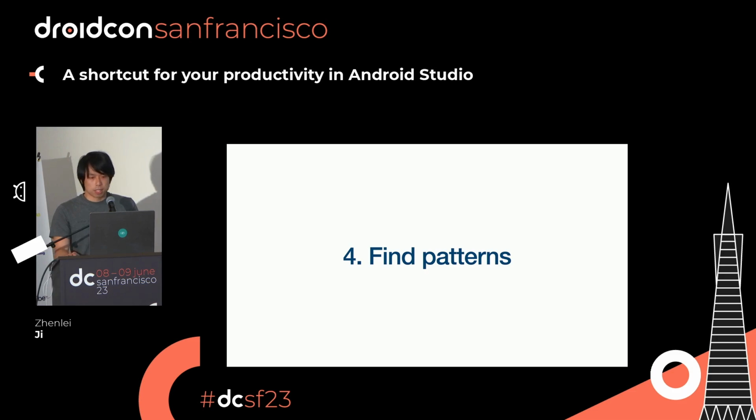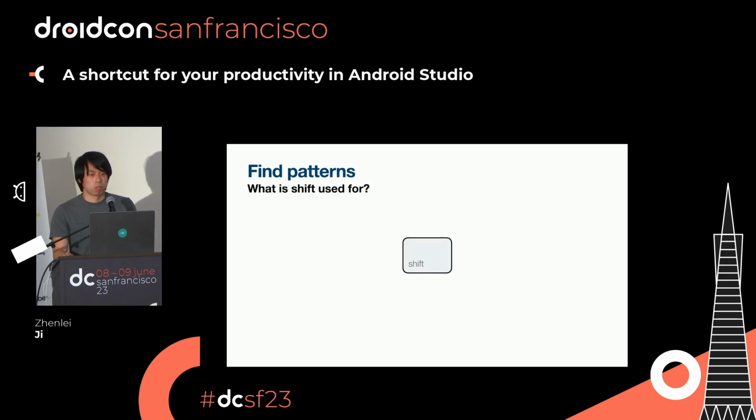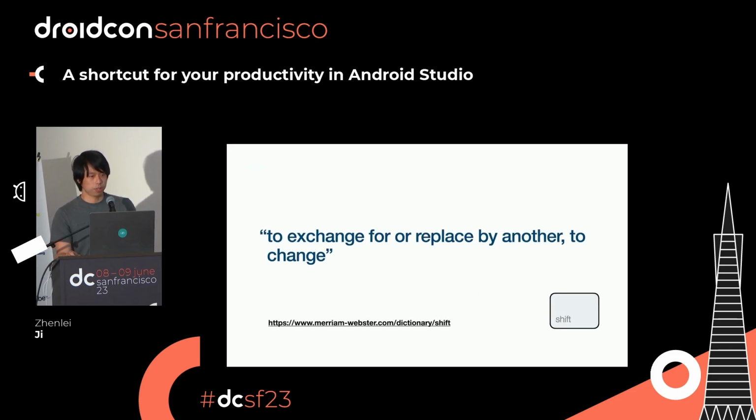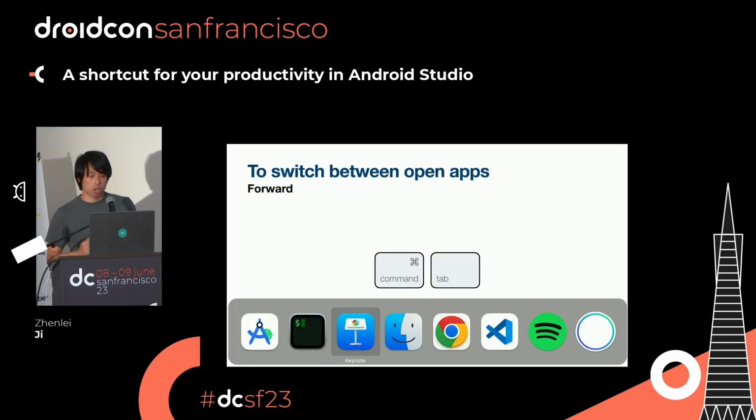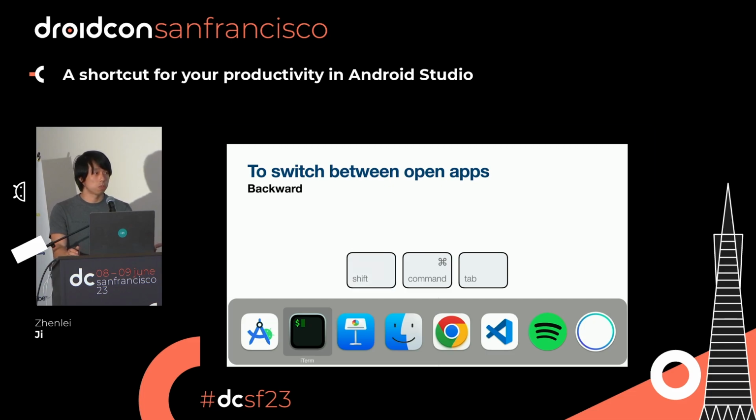And the fourth point is to find patterns. And I don't know if you thought about it. What's the shift used for? And if you go again to the dictionary, shift is to exchange for or replace by another. To sum up, is to change something. So when you have some command like this one, command tab, the classical switch between open apps, they switch the apps forward. If you apply the shift, they just change the command to go backward.